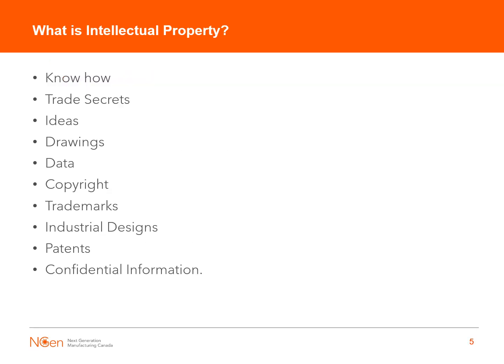So for the purposes of an NGen project, we encourage you to think about intellectual property more broadly than simply intellectual property rights. So intellectual property might be know-how, trade secrets, ideas, drawings, data, copyright, software, trademarks, designs, patents, or confidential information.